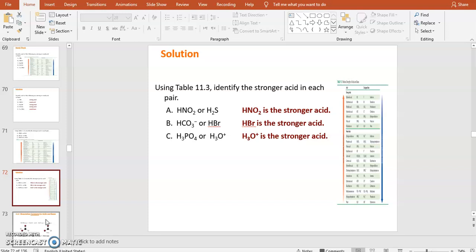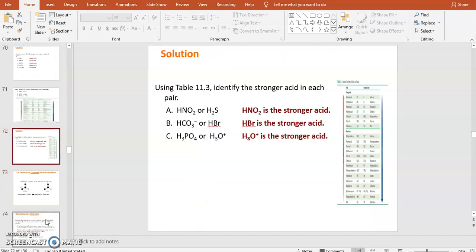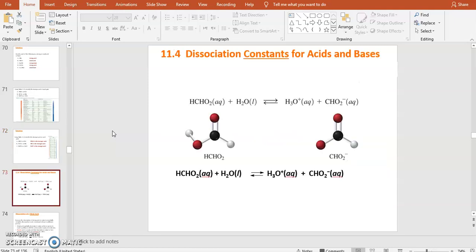Identify the stronger acid in each of the following. So those two, you can check it in here and see that HNO2 will be stronger than H2S. HBr is stronger than H3O3. And yes, if we have a test, I will give you this table if I have a question about this.